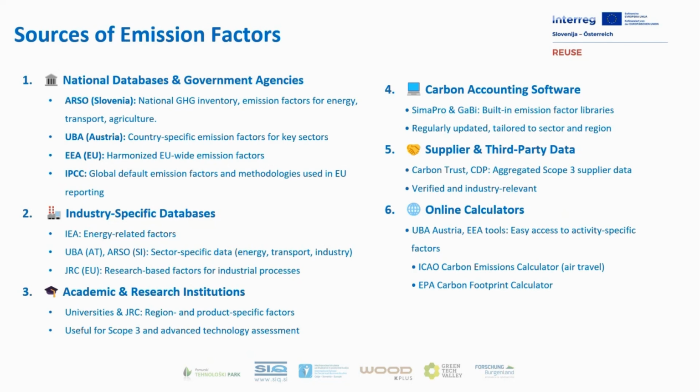Second, there are industry-specific databases which offer more accurate emission factors for particular sectors. Examples include the International Energy Agency and national databases such as UBA Austria or ARSO Slovenia, which provide sector-specific data for energy, transport, and industry. Third, academic and research institutions, including universities and EU research bodies like the Joint Research Centre, publish emission factors for specific technologies, products, or regions, especially available for Scope 3 analysis.